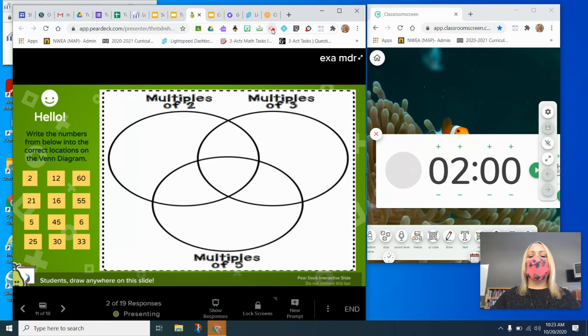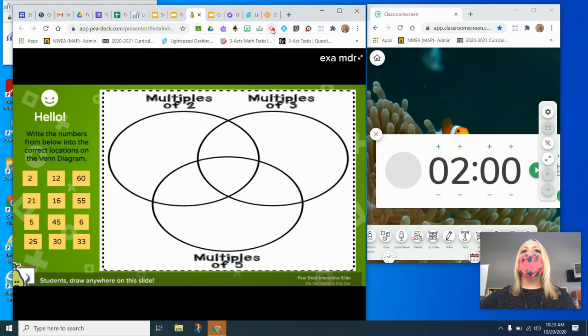So now we have a Venn diagram, and we're trying to figure out where these numbers go, but I can only put them in one location. So I want you to alligator your Chromebooks for just a moment so we can talk about what these circles on here mean. So looking up here, only multiples of 2 go in this section, only multiples of 3 go here, and only multiples of 5 go here.